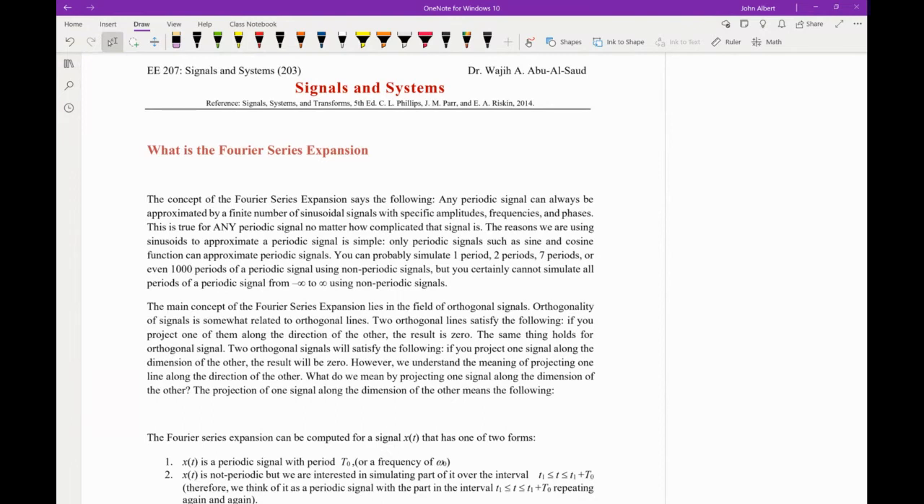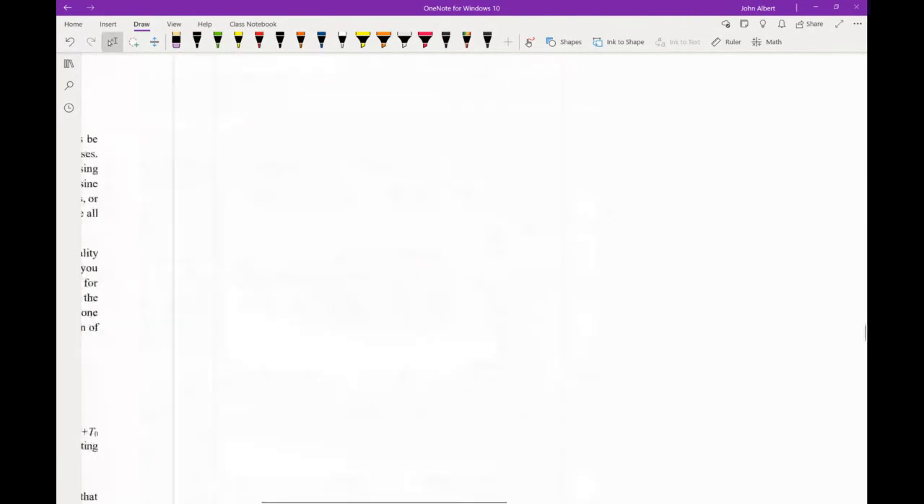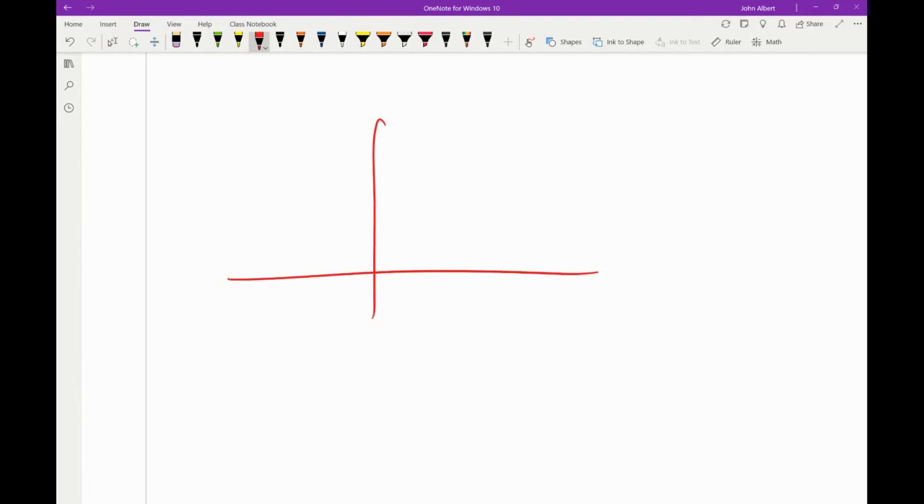And I was thinking about how I can best explain to you, or what the best way is of explaining, the Fourier series. Why can you express a periodic signal in terms of sines and cosines? So this is basically what I'm going to do now. To explain the concept to you, let me ask you the following question. Assume that I have a point in the XY plane.